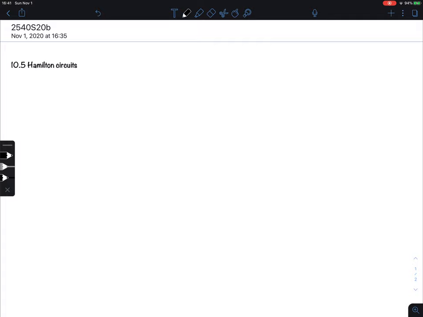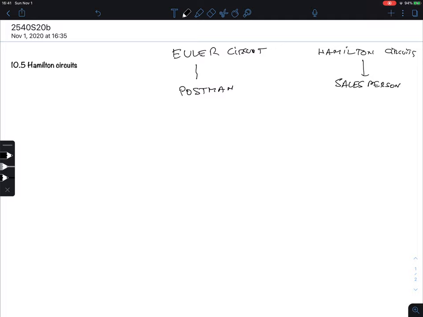So each of these two circuits, the Euler circuits, you can think of as the postman problem. So let me write it down. The Euler circuit is what you would do if you're a postman. And the Hamilton circuit is for a traveling salesperson. Let me just say salesperson, that's shorter to say. Okay, so it helps you perhaps conceptualize this. Now, unfortunately, we don't have such a good answer for Hamilton circuits as we have for Euler circuits.